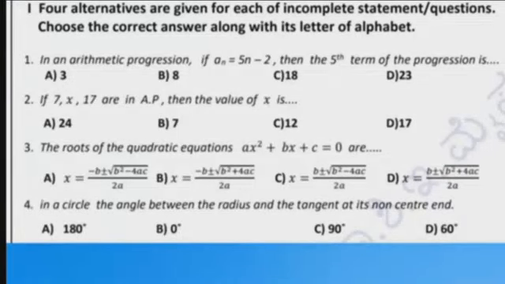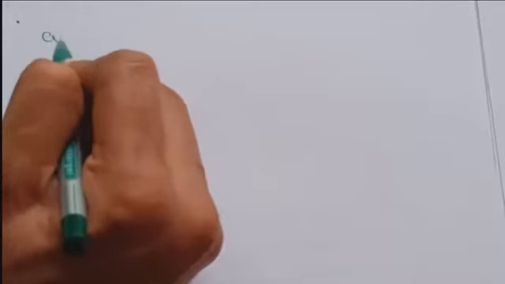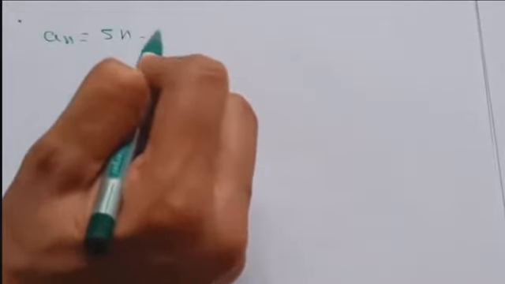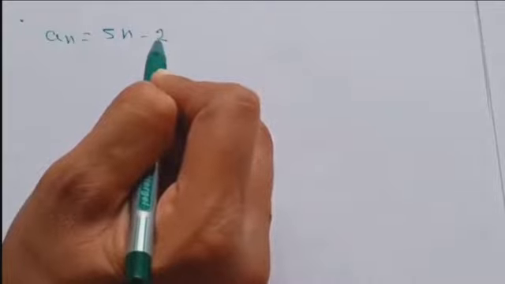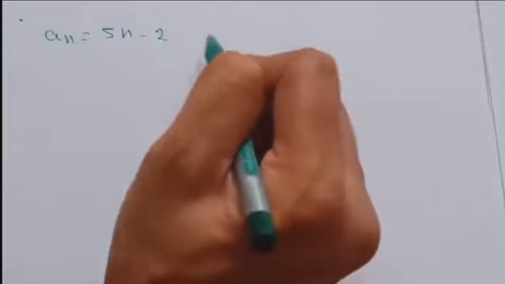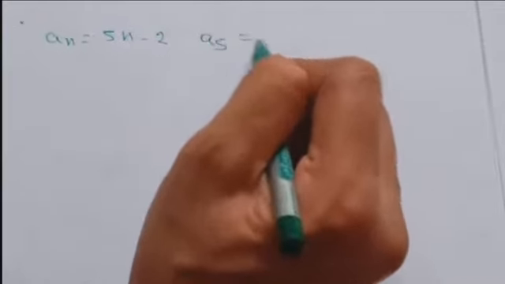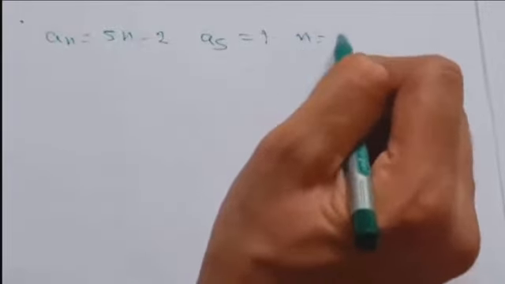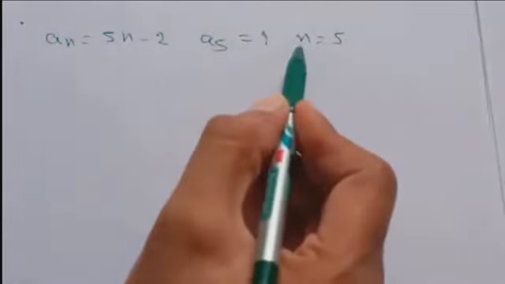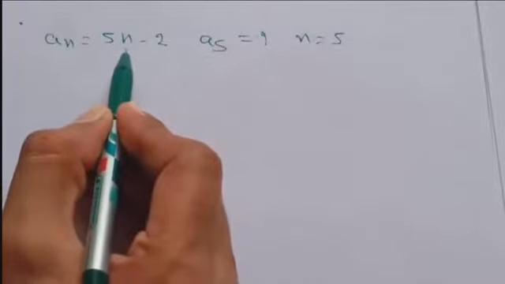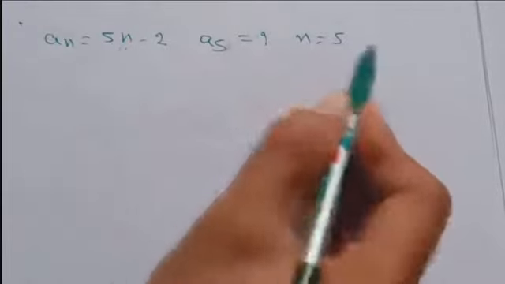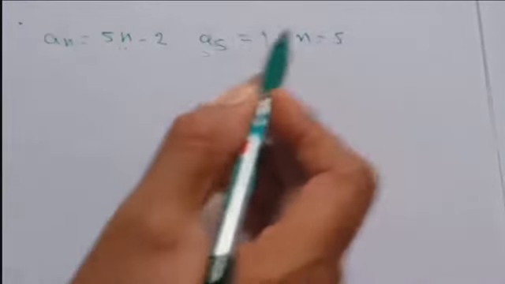So next question is, in an arithmetic progression, if an equals, I'll write first, 5n minus 2, then the fifth term of the progression is. So you need to find the fifth term. That means the n value will be 5. It's simple, apply the n value in this equation. In the place of n, apply the value of n as 5.